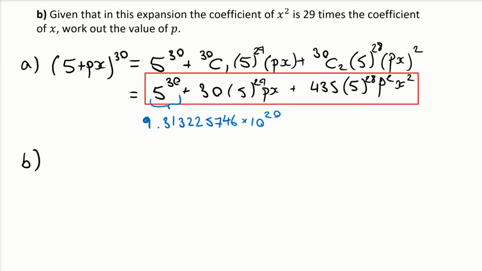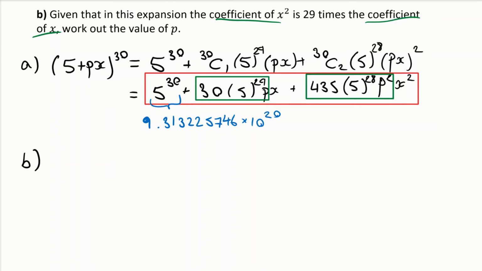And now for part B. Given that in the expansion the coefficient of x squared is 29 times the coefficient of x, work out the value of p. Remember, coefficient is whatever number is in front of x, or x squared, or x cubed, or whatever x term there is. Okay, so we can see the coefficient of x is 30 times 5^29 times p.